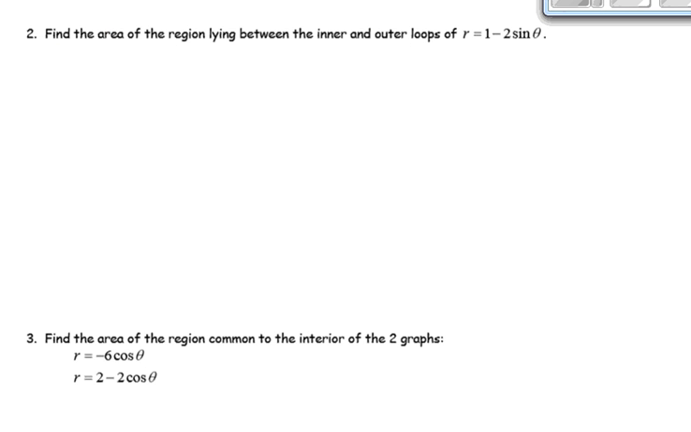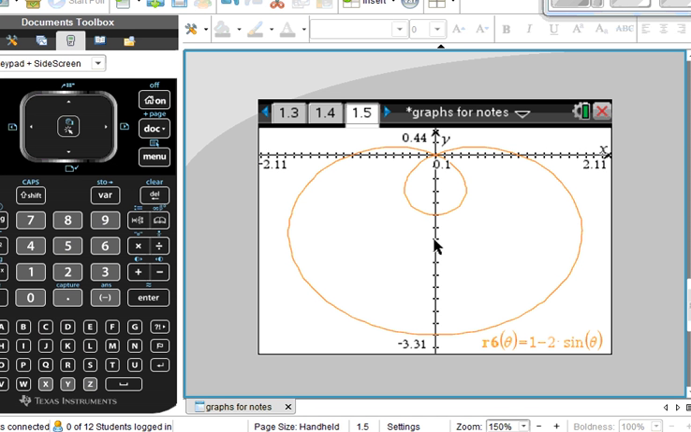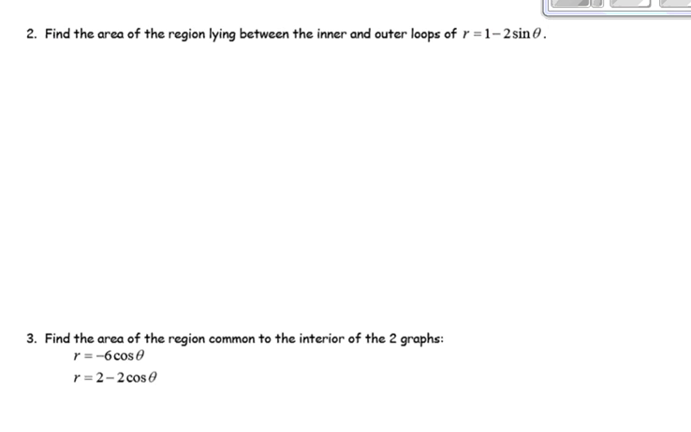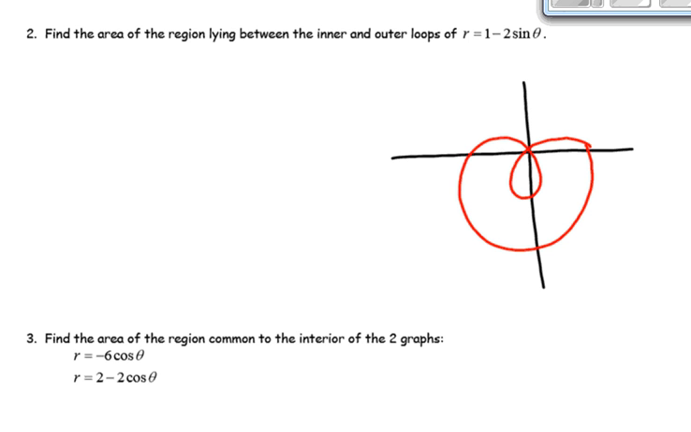Okay, for our next example, we're going to find the area of the region lying between the inner and outer loops of 1 minus 2 sine theta. So obviously this is going to be the one with the inner loop. I've graphed it for you. It looks like this. So I want us to do a rough sketch of that on the paper. Again, like I said, a very rough sketch. So it looks something like that.